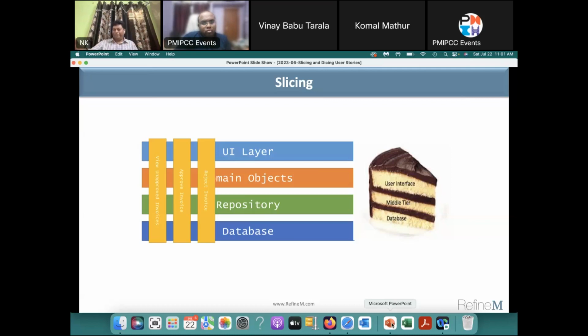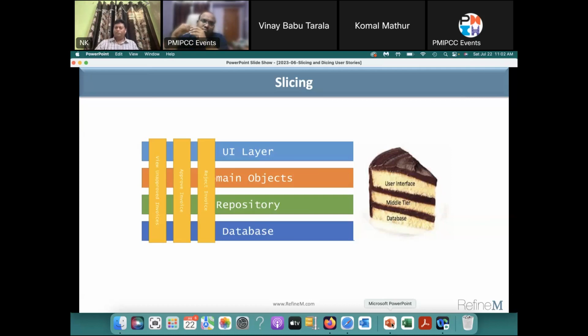Never, right? You always cut vertically. That's how you cut the cake, and that's what is called a slice of the cake. In a similar way, when you split a story, slice it. Don't cut across the layers.